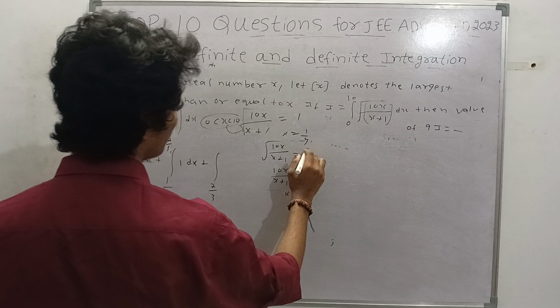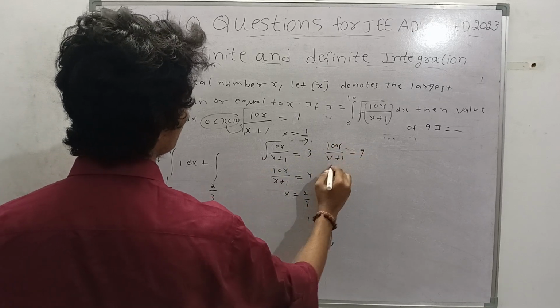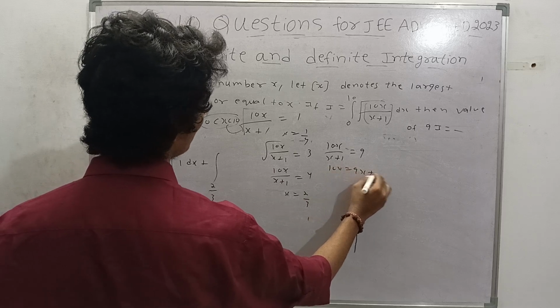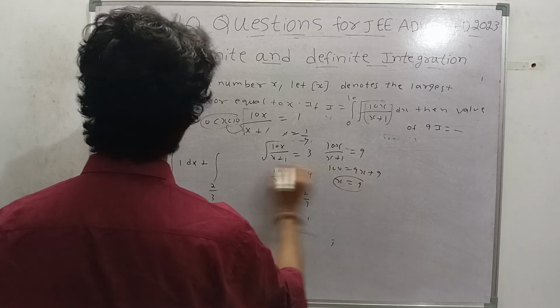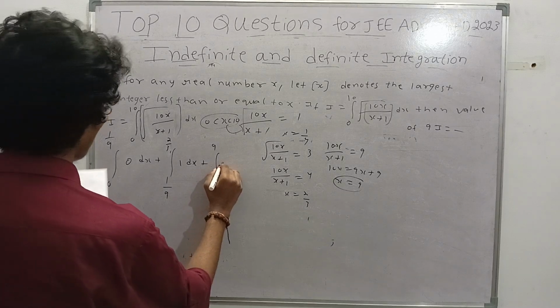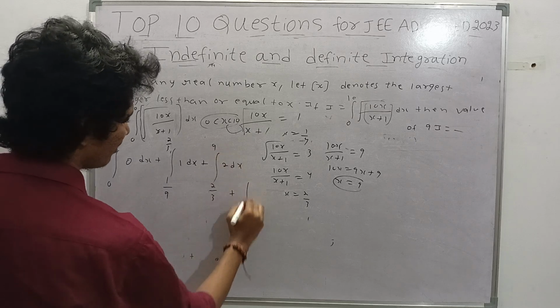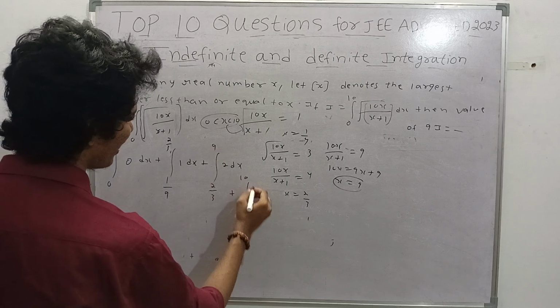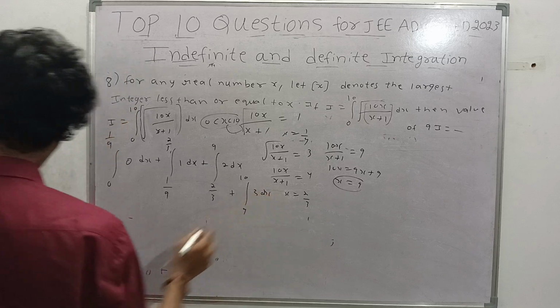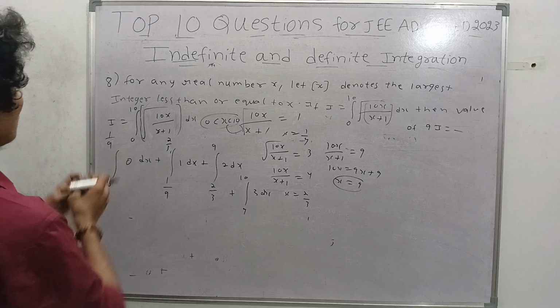Now I am equating to 3. Now it will be 10x divided by x plus 1 equal to 9. And 10x equal to 9x plus 9. It will be x equal to 9. So I can write like this, 2 by 3 to 9. Now it will be 2 dx. Now last thing. It is 9. Now we can break the limit to 9 to 10. 3 dx. Yes, 3 dx. Now it is completed. Now there is nothing left. We have to just calculate.